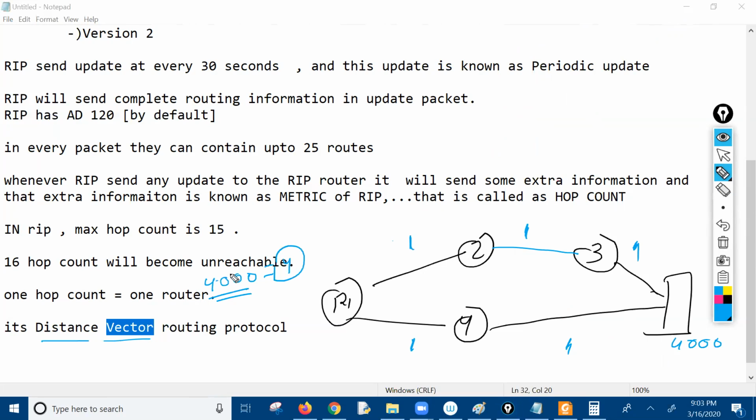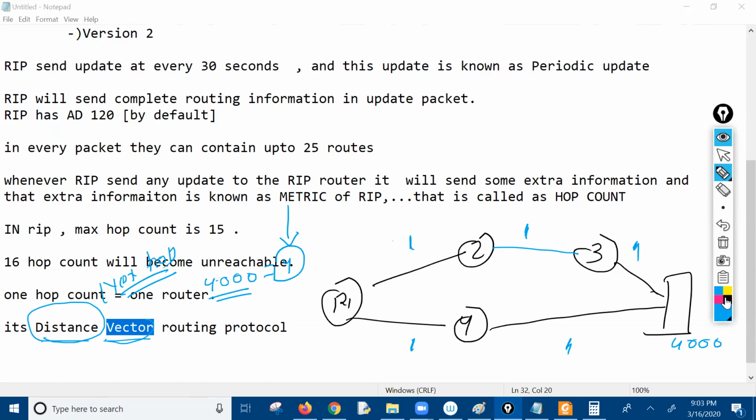So distance is just going to remember what is the hop count, right? What is the distance from the source to destination? That is going to remain the distance. What is the hop count from source to destination? Vector means what? Next hop. Vector is just going to use the next hop. What will be my next hop and what will be my exit interface?